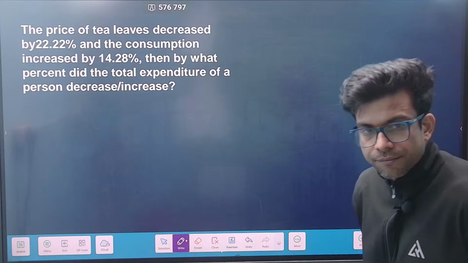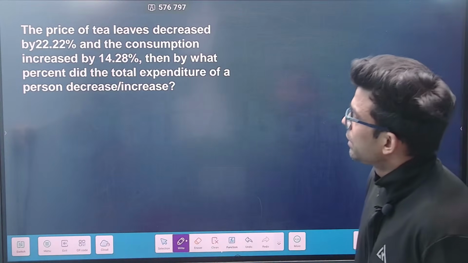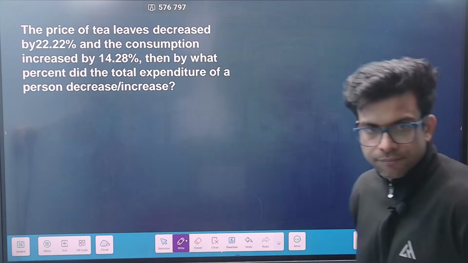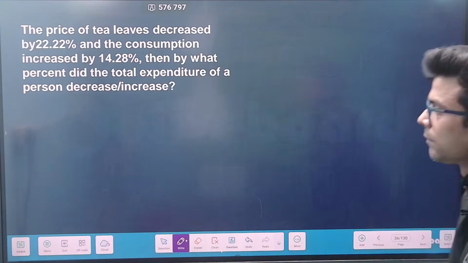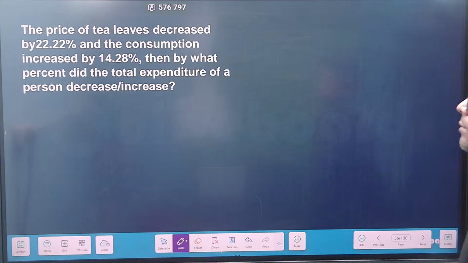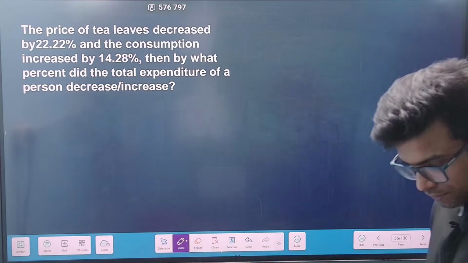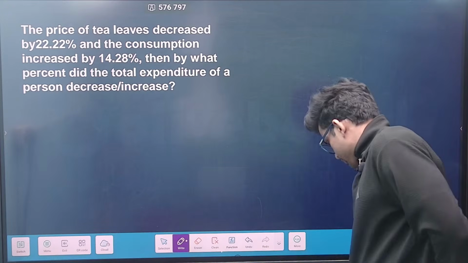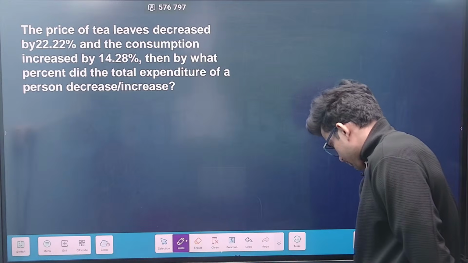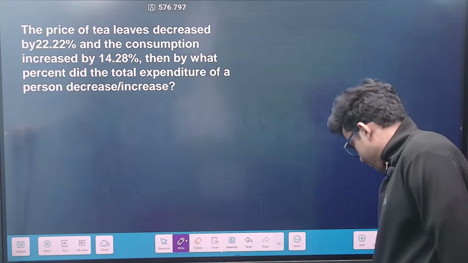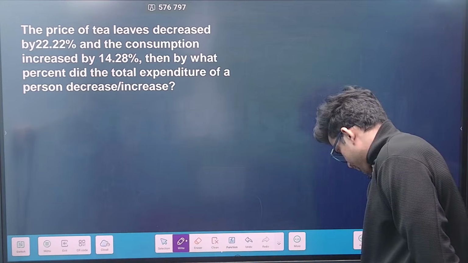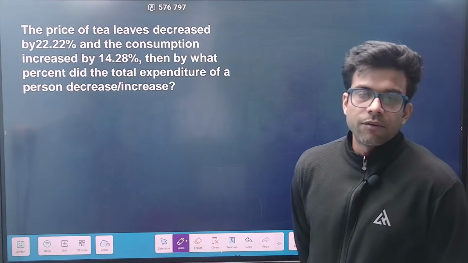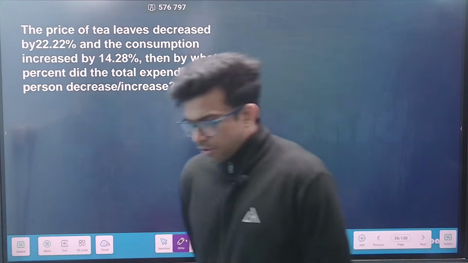Beauty, solve this question. 22 means 2 by 9. There is a decrease of... From tomorrow, guys, I will be coming with the options. Not from tomorrow, from Monday, because today is Saturday.